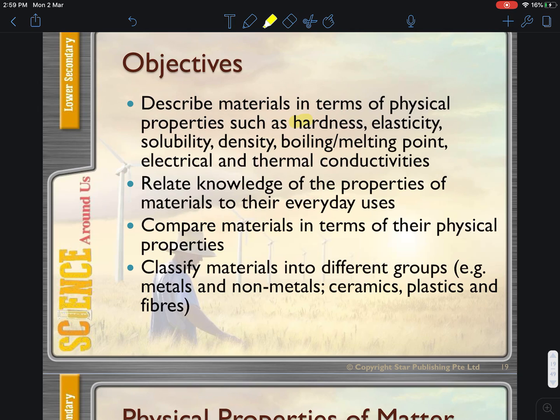Do note that it is crucial for you to use these words to describe the physical properties. On top of that, not only do you have to understand what are the physical properties certain materials have, you have to be able to use these properties to explain its functions or why do we use it to make the material or the item that we want.